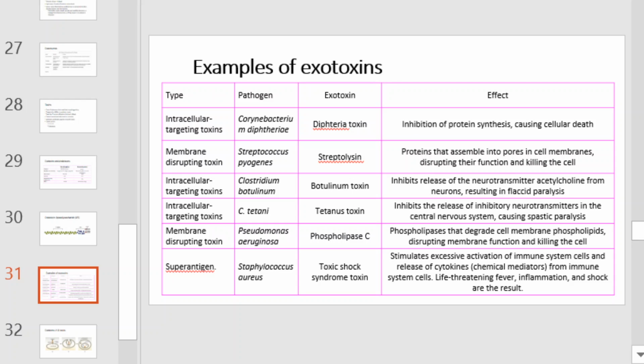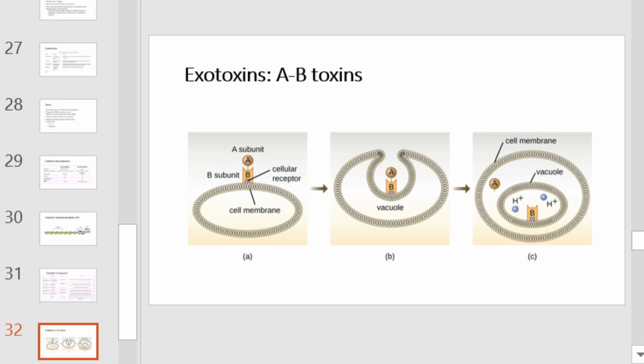This table will provide you with some examples of exotoxins. Take a moment to pause this video and review the type, the pathogen, the exotoxin, and its effect before moving on. This is an example of exotoxins or AB toxins as they're produced in a cell.